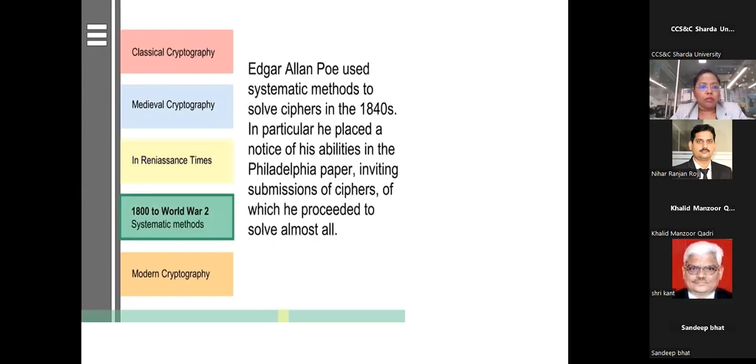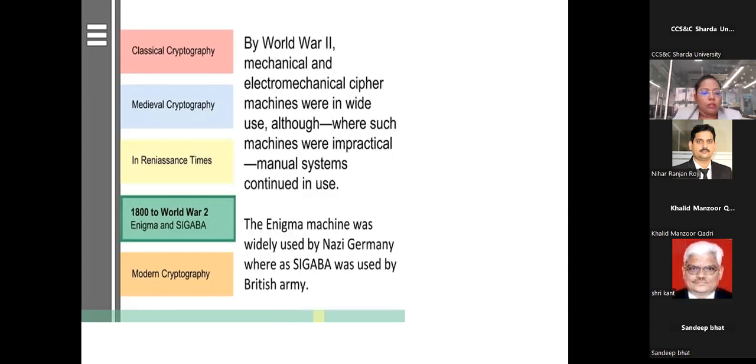Edgar Allan Poe used systematic methods to solve ciphers in 1840. In particular, he placed a notice of his abilities in a Philadelphia paper, inviting submission of ciphers, of which he proceeded to solve almost all. He invited, give me your cipher. People sent him ciphers and he solved all of them. So he was, you can say, one of the great cryptanalysts.